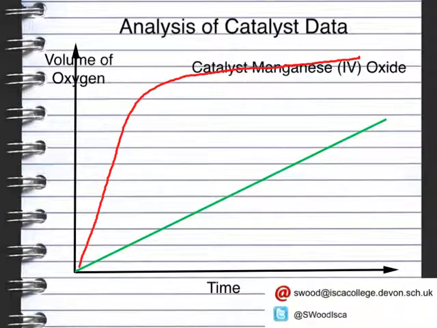Now, what you can see here is the rate, because we've got that steeper graph, so we've got more oxygen being given off in a shorter time, we have a much quicker rate. So the steeper the line, the quicker the rate, as we've done in previous lessons. So just adding that catalyst can mean that we get a quicker reaction.